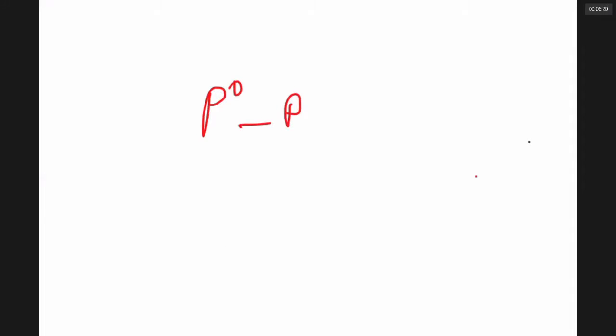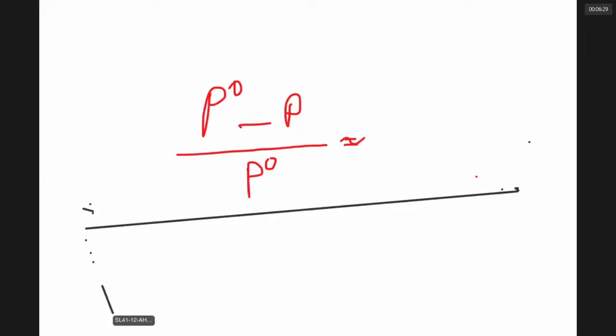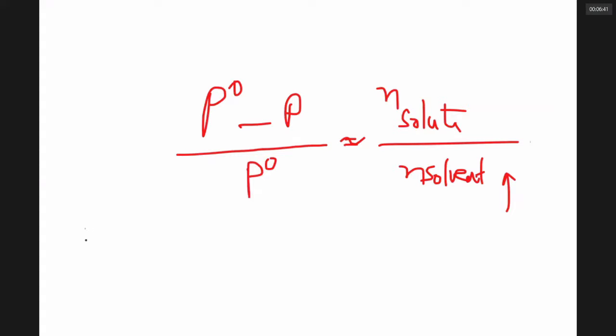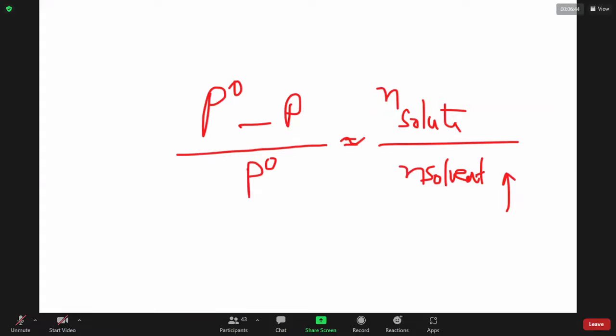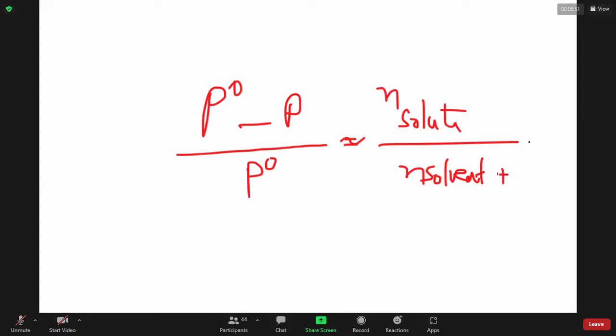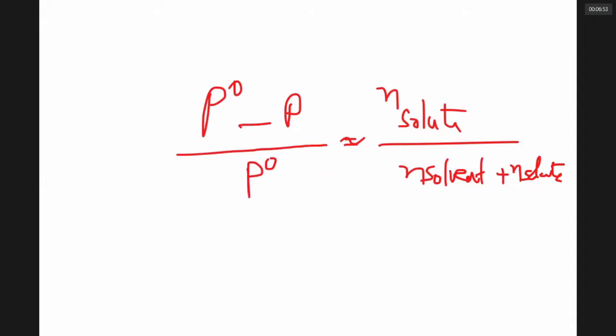According to Raoult's law, the relative lowering of vapor pressure is approximately equal to the mole fraction of solute, given by the number of moles of solute divided by the number of moles of solvent. Notice here I have ignored the number of moles of solute in the denominator. That is for approximation. Actually, I could have written number of moles of solute plus number of moles of solvent. But here I can ignore it.